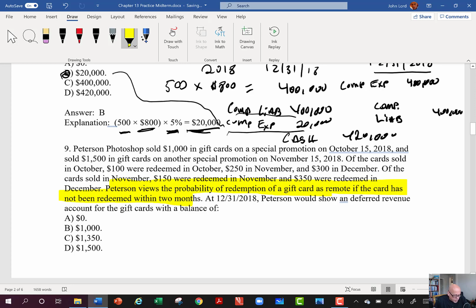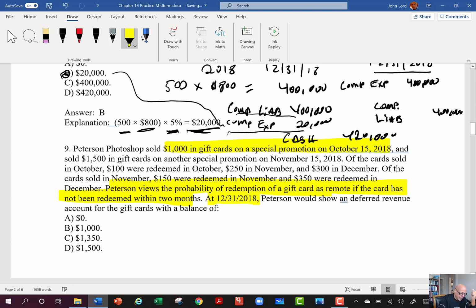Sorry, guys. Peterson views the probability of redemption of a gift card as remote if the card has not been redeemed within 2 months. Now, wait a minute. They had issued $1,000 worth of gift cards in October. So we go November, we go December. So they pretty much feel that all of those gift cards that were going to be redeemed should have been redeemed by December. Otherwise, they're not going to be redeemed. So at 12/31, we're past that 2-month mark.